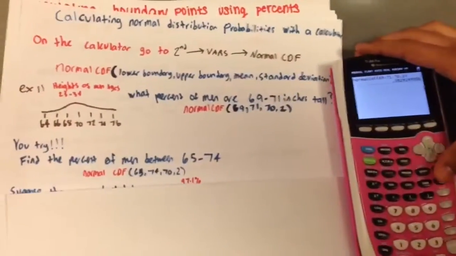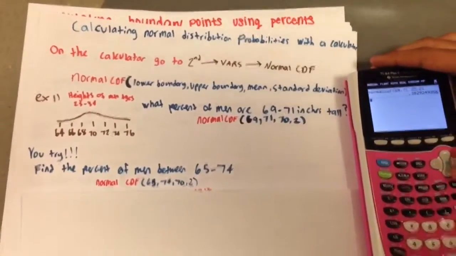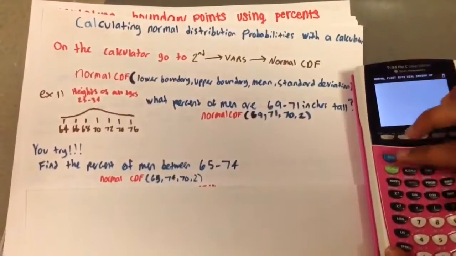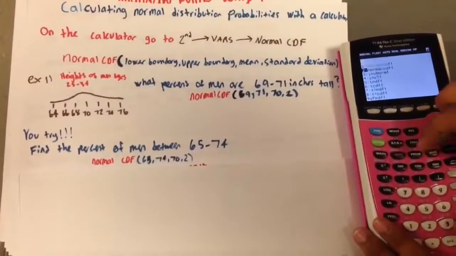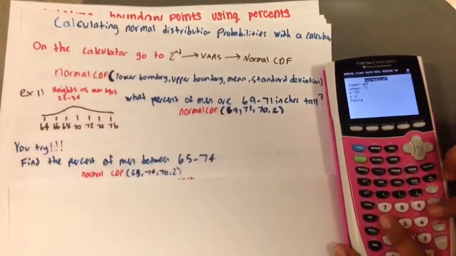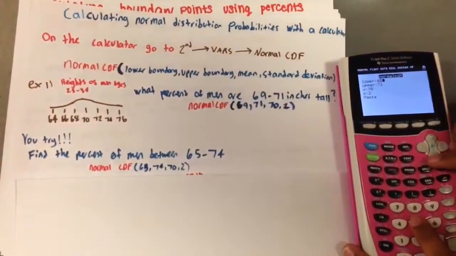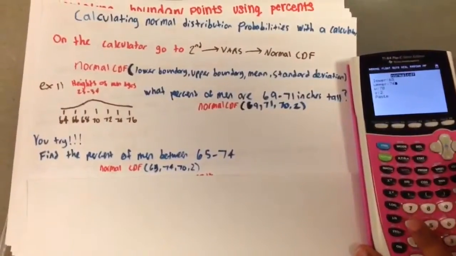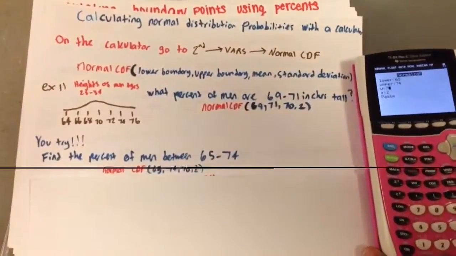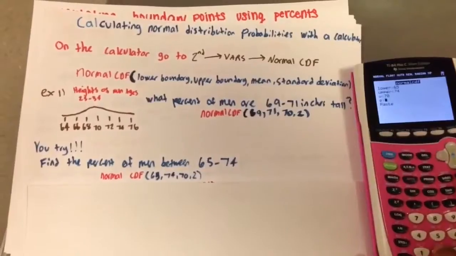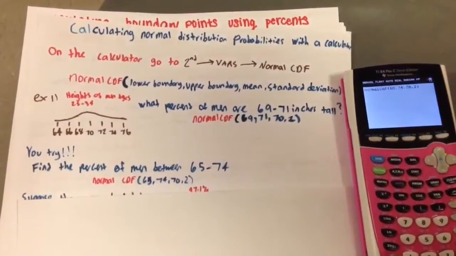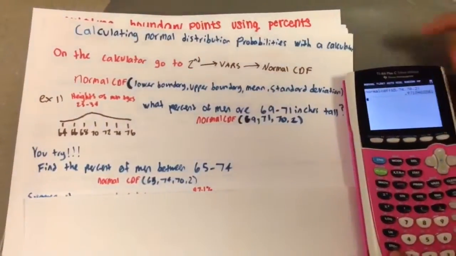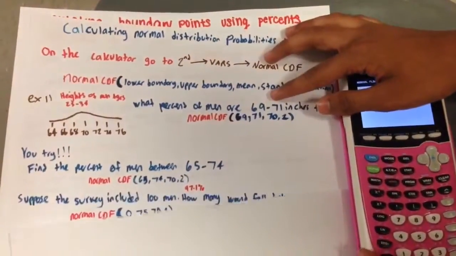Okay, let's look at the second example. Find the percent of men between 65 to 74. So on lower bound you type in 65, on upper bound we go to 74, and we have the mean as 70 and the standard deviation as 2, and we get 97.97, which is 97.1%.